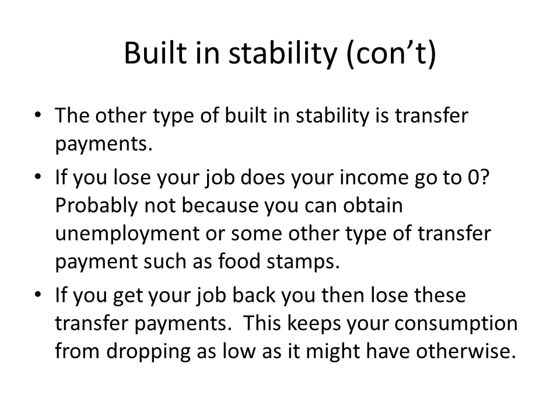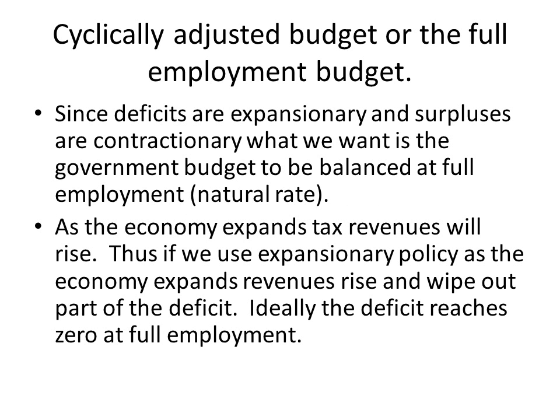The other type of built-in stability is transfer payments. If you lose your job, does your income go to zero? Probably not, because you can obtain unemployment or some other type of transfer payment, such as food stamps. If you get your job back, you then lose these transfer payments. This keeps your consumption from dropping as low as it might have otherwise. So you really never go to zero, but you'll have some support from a myriad of transfer payments as indicated.